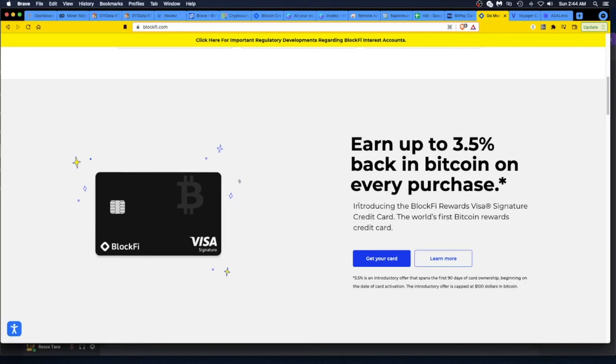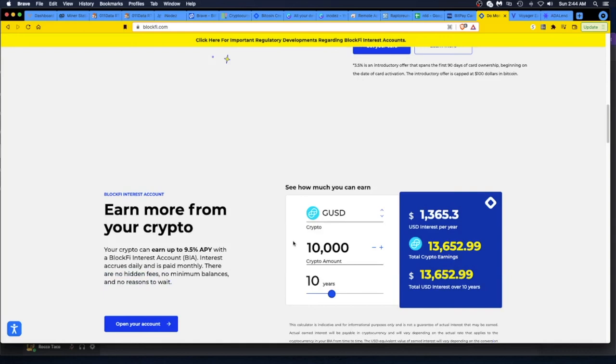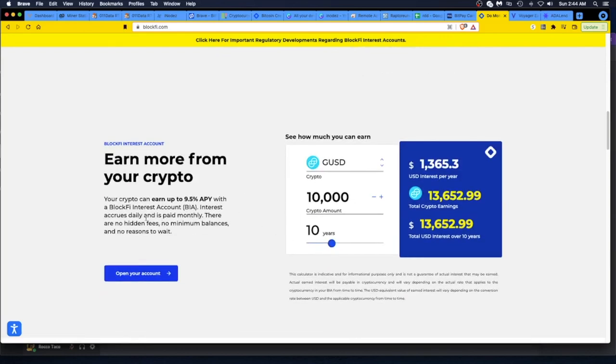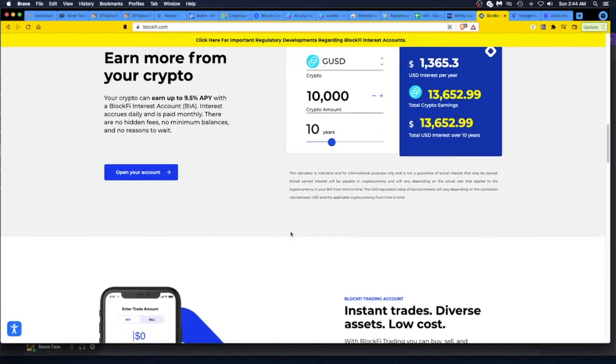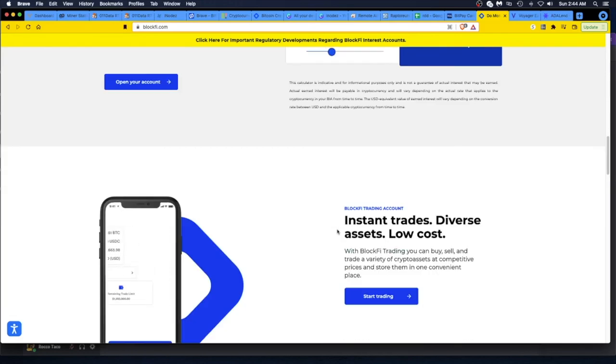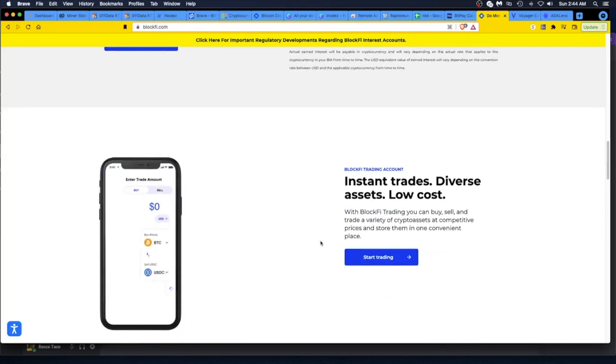All right, let's go on. Here's the BlockFi. You can see what you get here. Earn more from your crypto. See how much you can earn. Your crypto can earn up to 9.5% APY with a BlockFi interest account. Interest accrues daily and it's paid monthly. There are no hidden fees, which is great, no minimum balances and no reasons to wait. I can see why banks are nervous. They're scared of this stuff. It's going to hurt them. Banks are just bad. It's such an old technology.